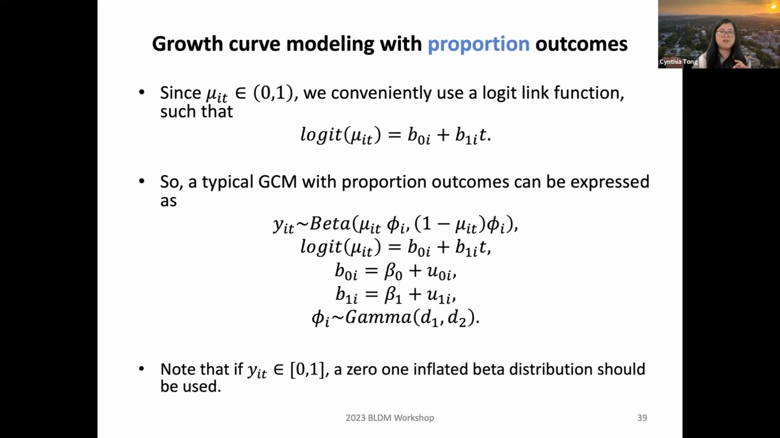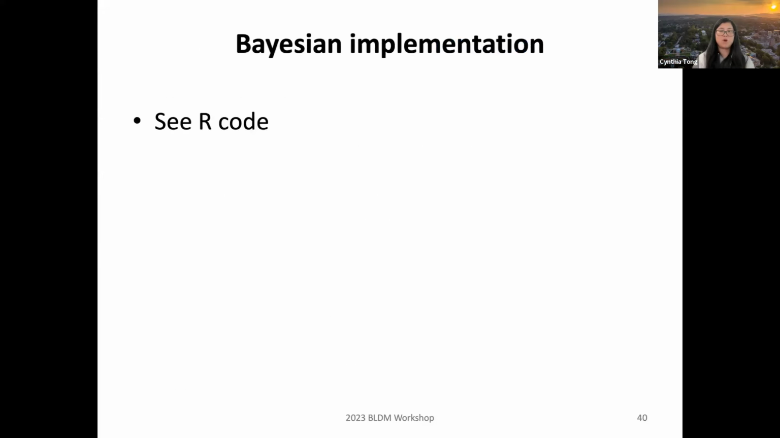There are also time-varying and time-invariant covariates. So if you're interested, you can definitely run that. The data and code are all available, and it can be readily run in R.